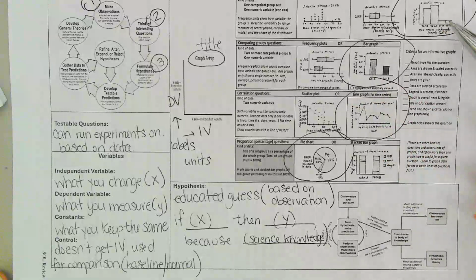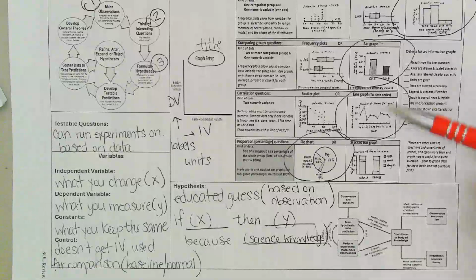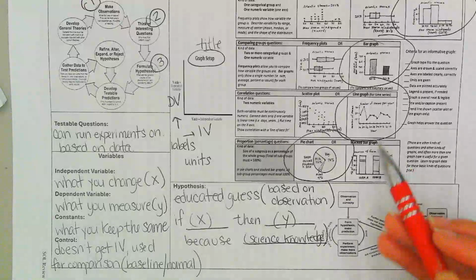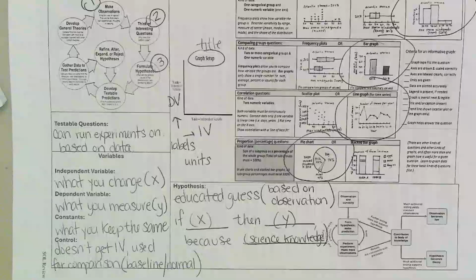So histograms are always for variability, something about frequency, how many times does it occur. Bar graphs are always for comparison. Line graphs are either for correlation, they're always numerical, and pie charts are typically percent of a whole.